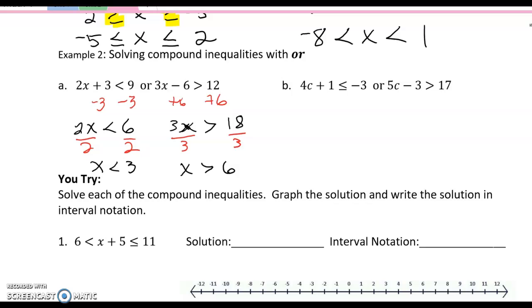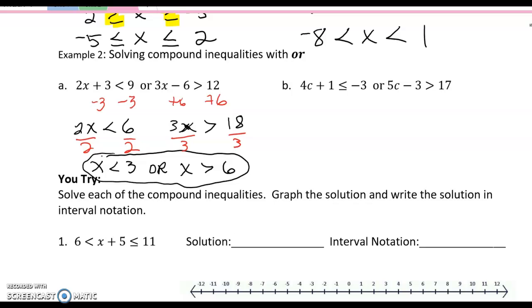And for the one on the right, we're going to undo the operations, get x by itself, we get x is greater than 6. Okay, so again, we're going to solve each half of the compound OR separately. And when we get down to our final answer, we just need to make sure we put the word OR in there. And together, our final answer is x is less than 3 or x is greater than 6.